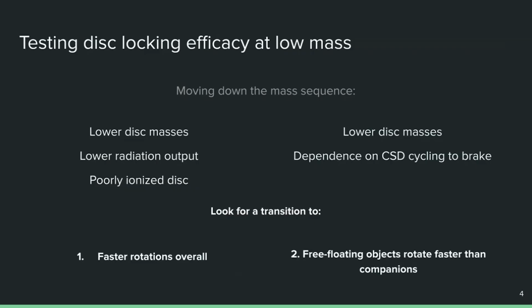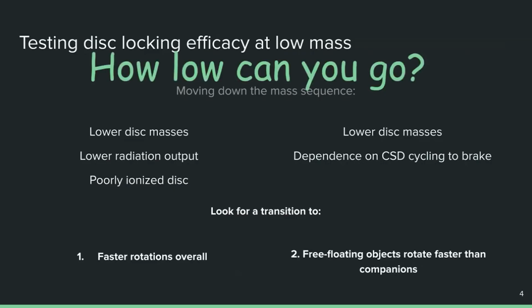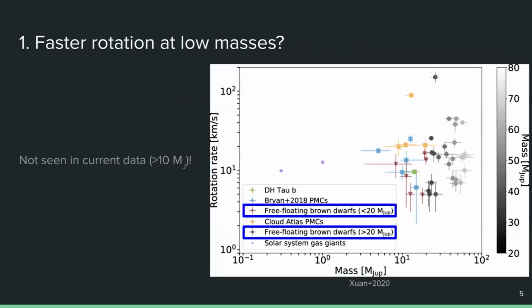Okay. So what does the data say? If we look at just the overall rotation of brown dwarfs, this is rotation speed in kilometers per second on the y-axis. This is mass on the x-axis. We do not see this trend. The data goes down to 10 Jupiter masses or so, and we do not see a clear trend of increasing rotation speed with lower mass.